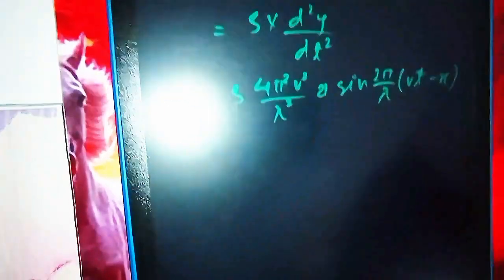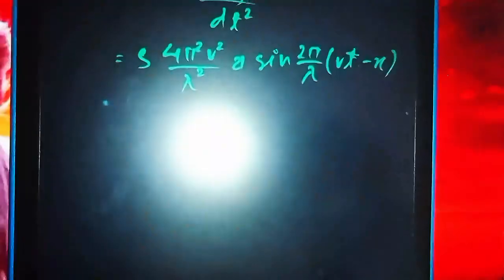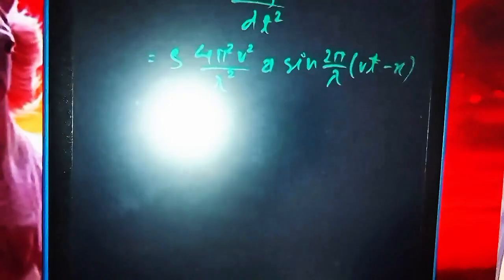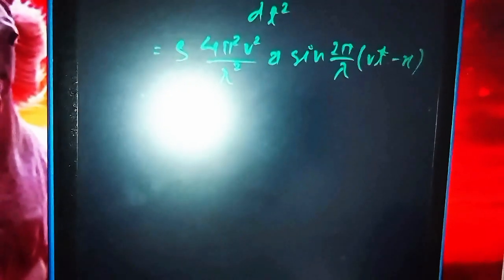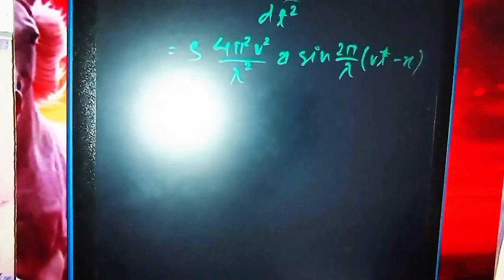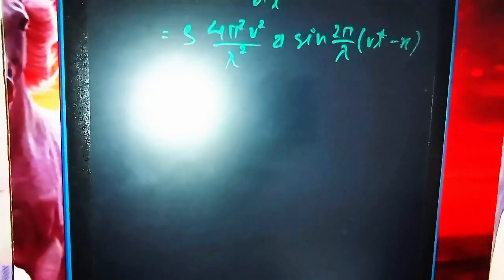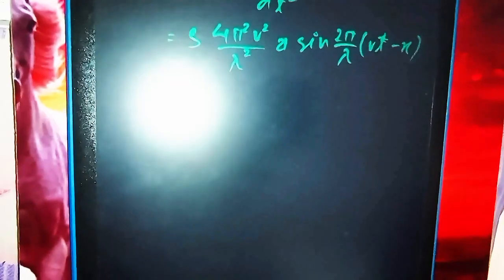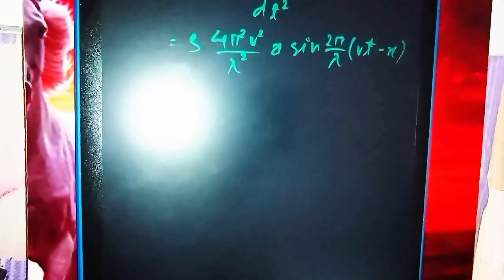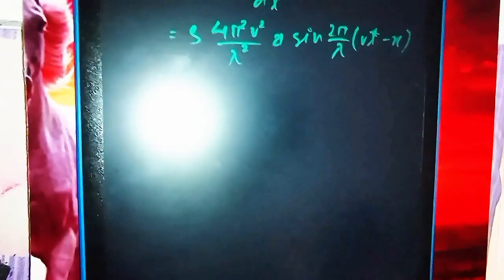I just wrote it directly. You can calculate it, but it is very simple. You just put the value of y, then 2π/λ will come out as a constant, and the derivative of the angle (2π/λ)(vt − x) will be v only. When you do it two times, 2 times 2 will be 4, π times π will be π², v times v will be v², and at the bottom there will be λ².